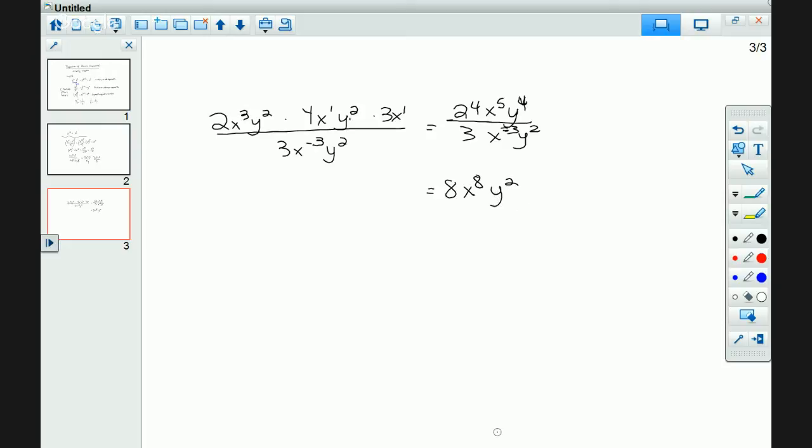Are we done? What's the next step then? We have an x and a y and a number. We're done. As long as there's, see up here, there were multiple x's left. We have to keep going. We want to get to this point where there's only one of each variable.